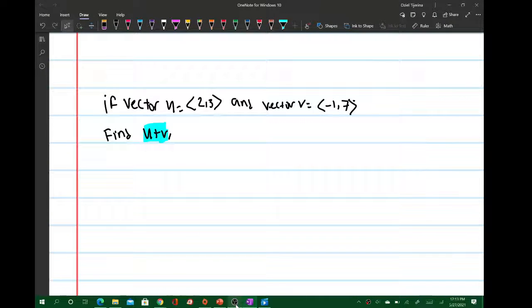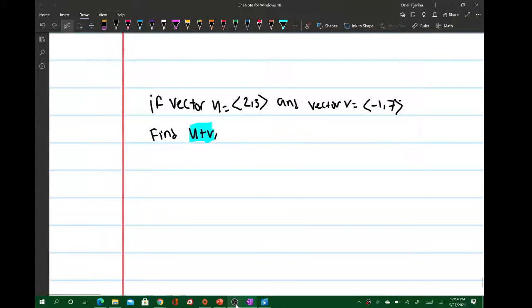Alright, hello everyone. So we have this problem here. Given vector u and vector v, so vector u equals 2, 3, and v equals negative 1, 7. Find u plus v.